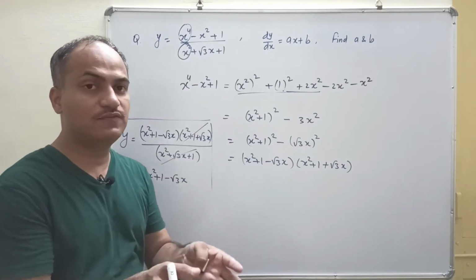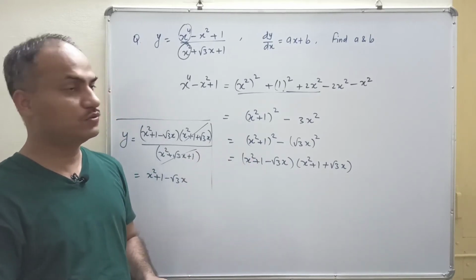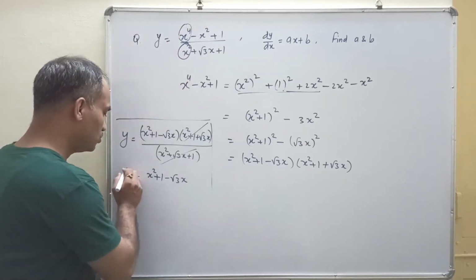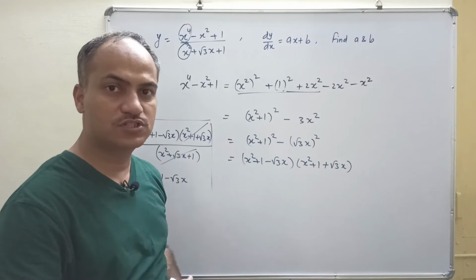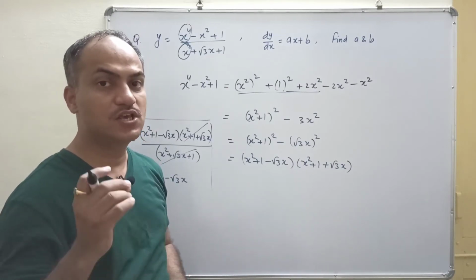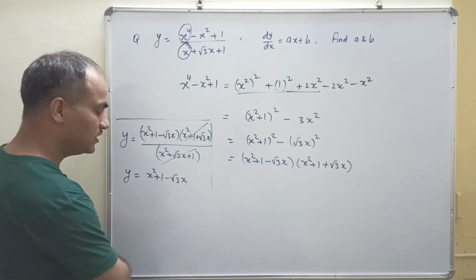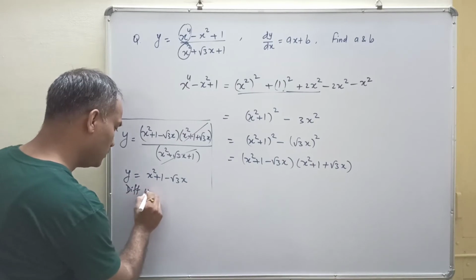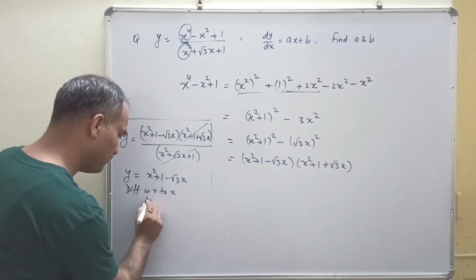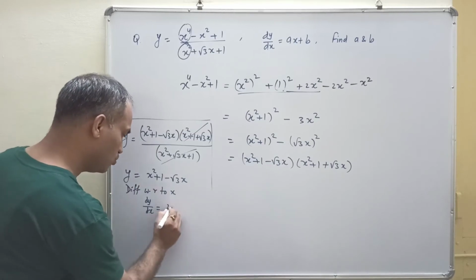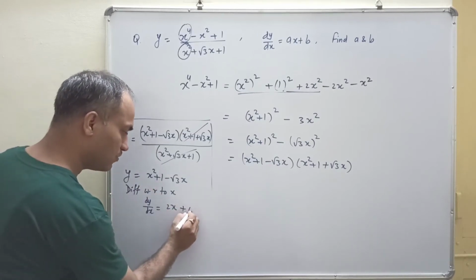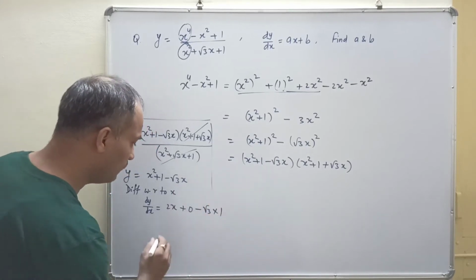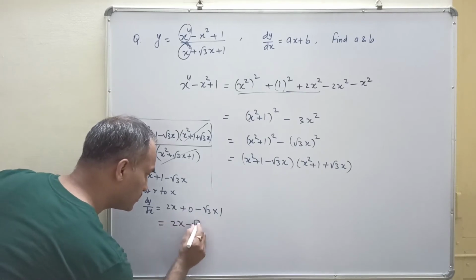So the difficulty level of the question is very low now. Here the difficulty level was very high. So this is the right approach for such questions. When you apply the right approach, you can easily do them quickly. When we differentiate both sides with respect to x, we get dy by dx is equal to 2x. Here the differentiation of a constant is always 0, and here root 3 is a constant and differentiation of x is 1. So this value is 2x minus root 3.